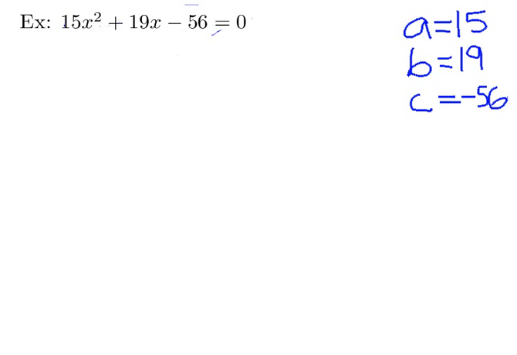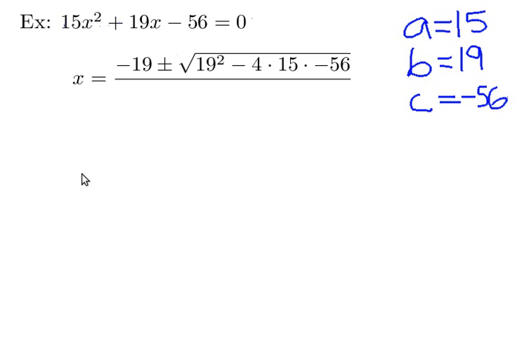Now let's go ahead and plug it directly into the quadratic formula. So, x equals negative b, so negative 19, plus or minus the square root of b squared, that's going to be 19 squared. You can already see that this is going to be a problem that involves the calculator, because 19 squared, I don't know what that is off the top of my head. I could do it by hand, but I sure don't want to. So 19 squared minus 4 times A, which is 15, times C, which is negative 56, all over 2A, and 2A will be 2 times 15.